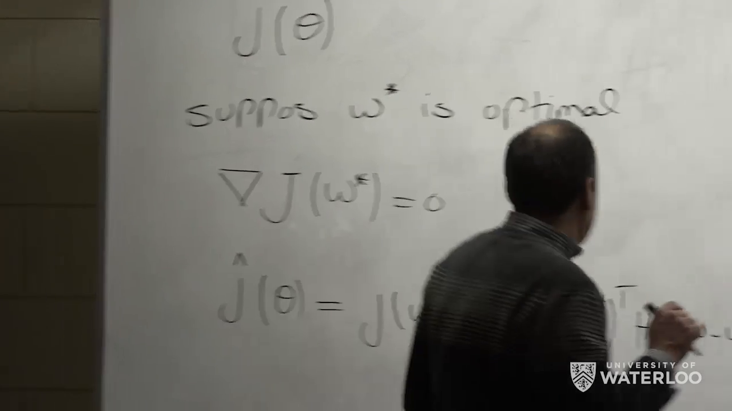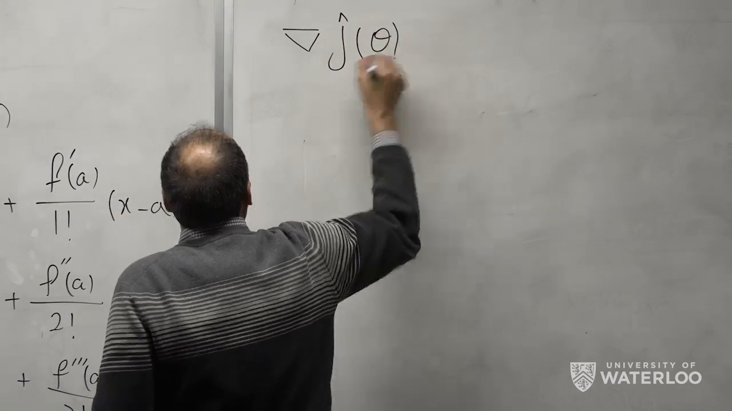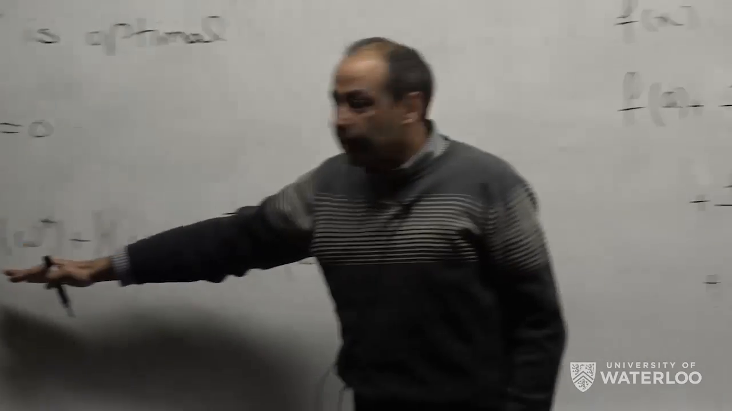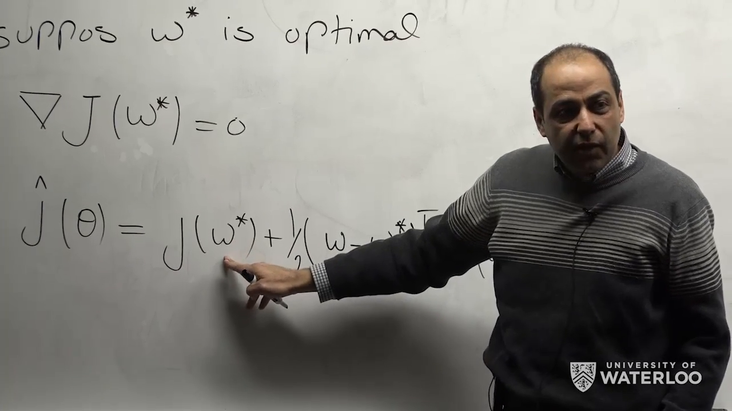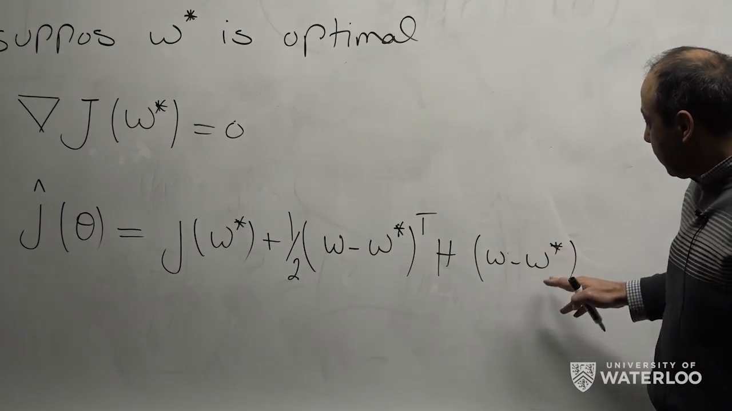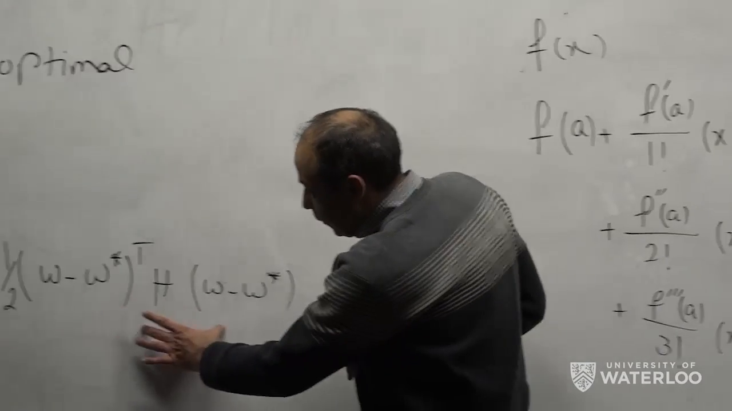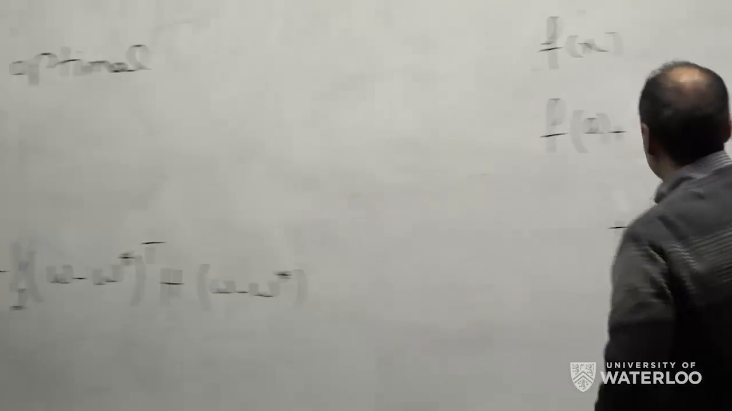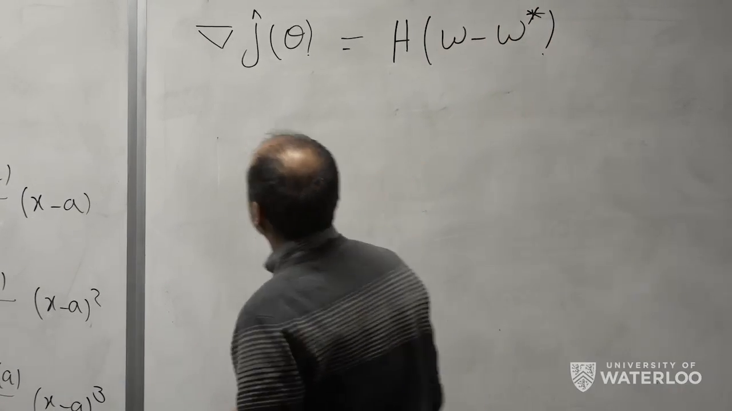Okay, so if I look at the derivative of J hat, it's going to be the derivative of this term. This term is constant, it's J at a certain point, a constant value, so its derivative is going to be 0. The derivative of this term with respect to w: it's a quadratic form, so 2 times 1/2 cancel each other, and the derivative is linear. It's H times (w minus w star). That's the derivative.